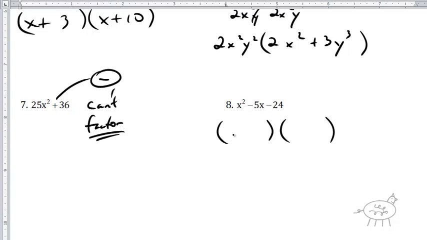So it's x and x. It's a minus, so it's plus and minus. You are picking two numbers that subtract to give you 5, but multiply to give you 24. The possibilities for this one are actually 8 and 3. 8 times 3 is 24. So 8 minus 3 is 5, which is what we're looking for. But of course, because it's negative, the bigger number is negative. So it's 8 and 3.